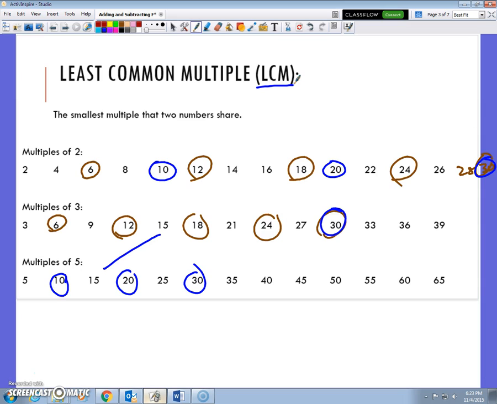So for today at least, I want you to write out as many multiples as necessary until you find the first one that the two numbers share. Okay, so for example, let's just see if I can clear this out here.